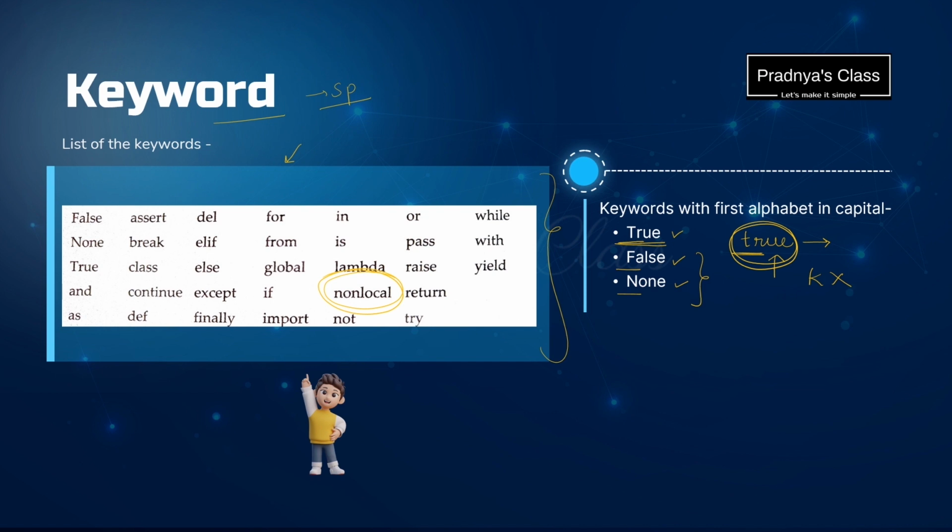In the question where you need to find out the correct keyword, it will be written as nonlocal to test your knowledge. So the nonlocal keyword we are writing without any space or any underscore. I think there is no doubt related to other keywords. Just have a look at the list of the keywords, then you can solve the question related to keywords.